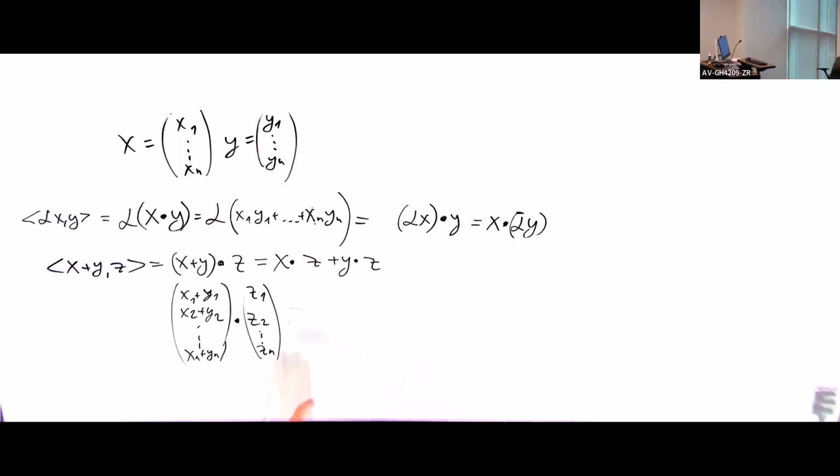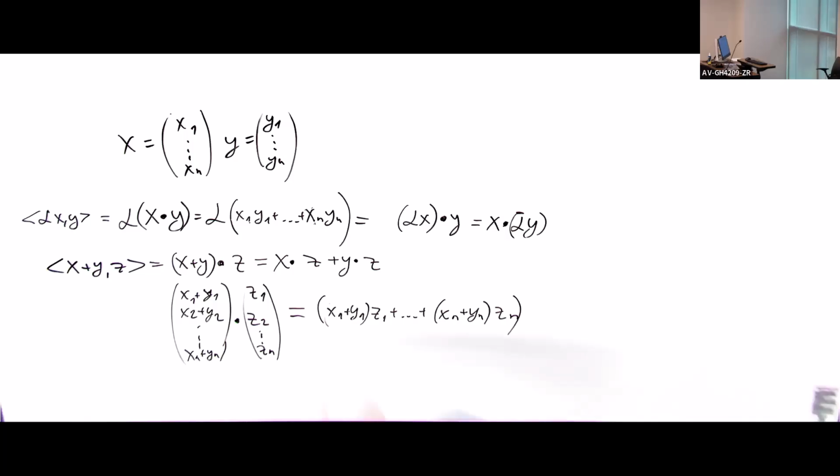which is x1 plus y1 times z1 plus ... xn plus yn times zn. Right? This is what it is.